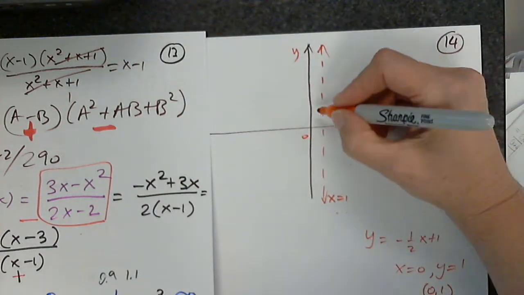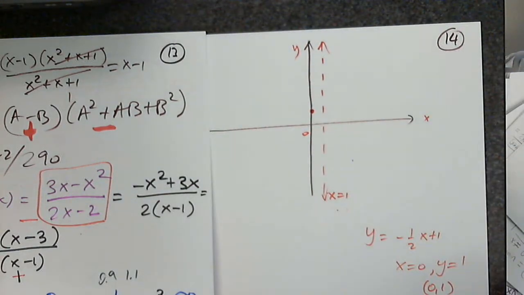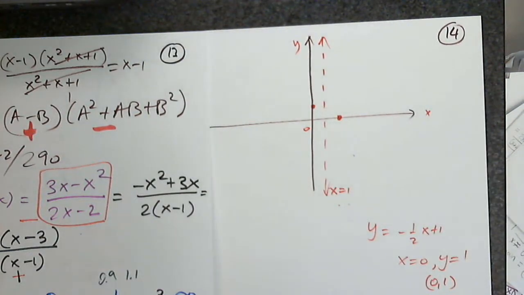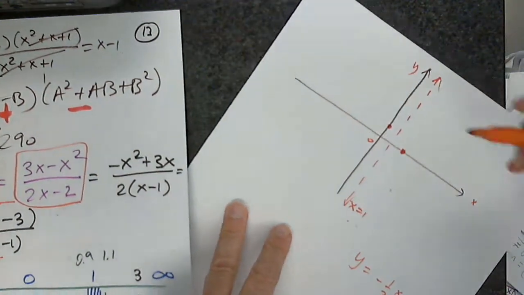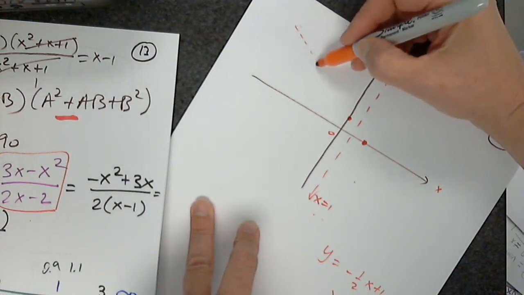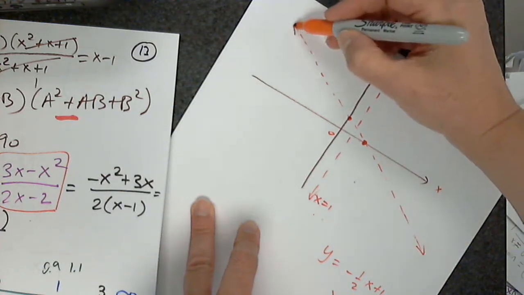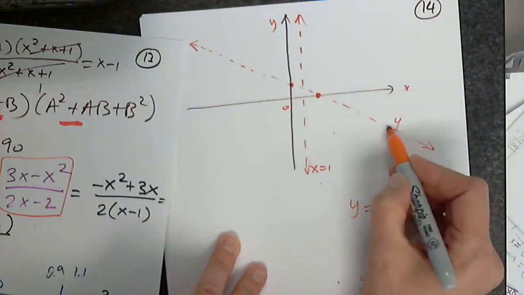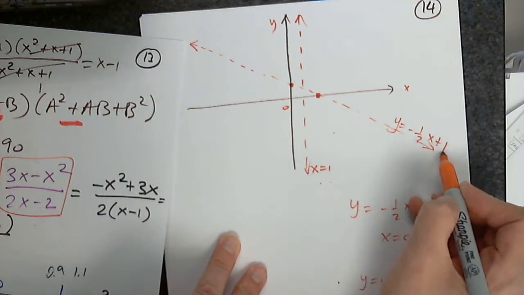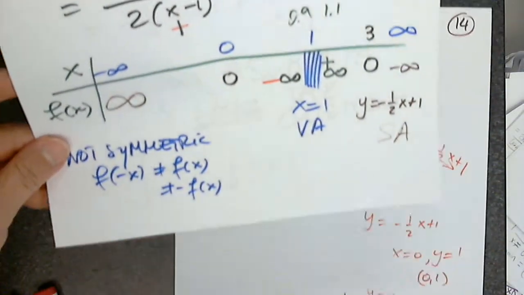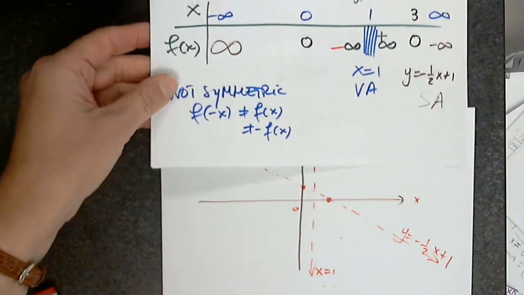0, 1 up here and 2, 0 here. I have to connect. This is not part of the graph. Connect and extend. It has to be a dashed or dotted line if you want. So I have to write y equals negative 1/2 x plus 1. And now I'm going back to my chart and trying to make sense of the information we have here.